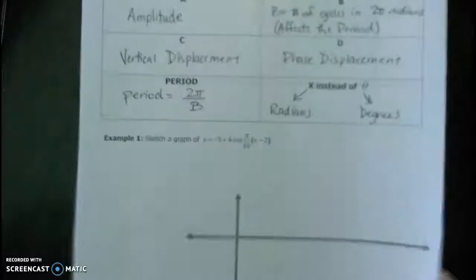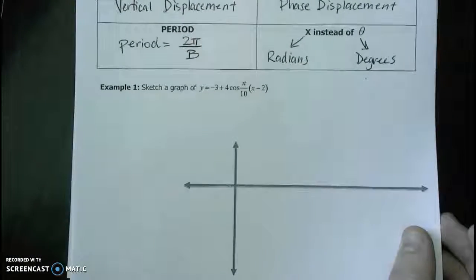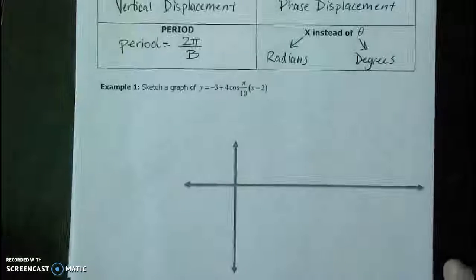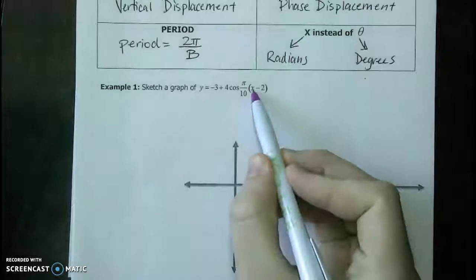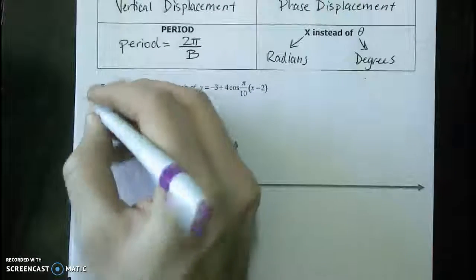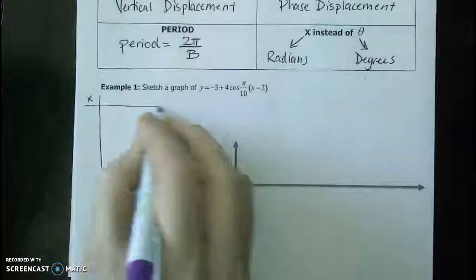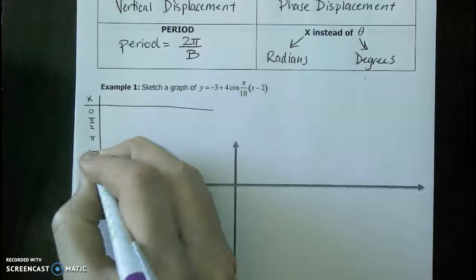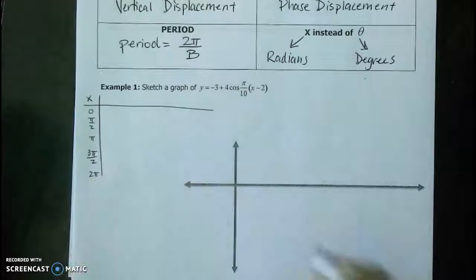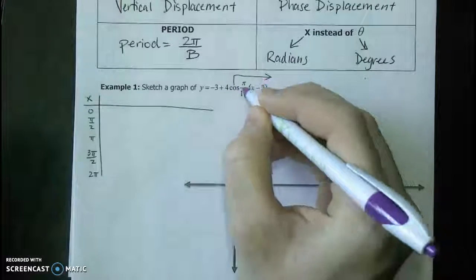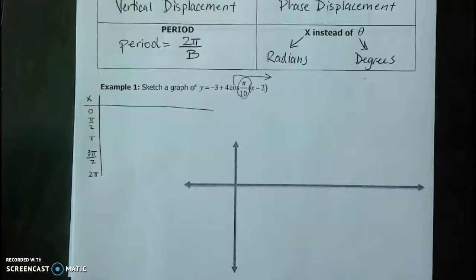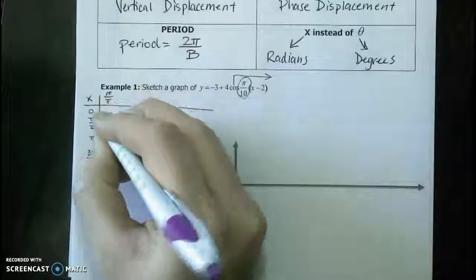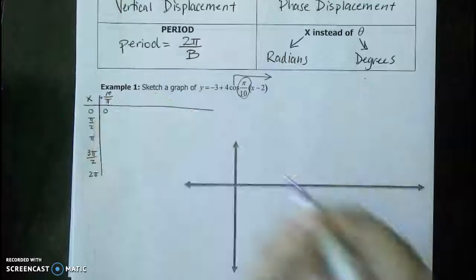In example 1, we are sketching this graph, and you can either go right into making a graph, or I am going to make a table to start this out. So we're going to start with our radian measures for the x. We get these from the unit circle. That would be 0, pi over 2, pi, 3 pi over 2, and 2 pi. Now we're going to take those x values and do the opposite of pi over 10, which would be 10 over pi. And we are multiplying everything by 10 over pi.